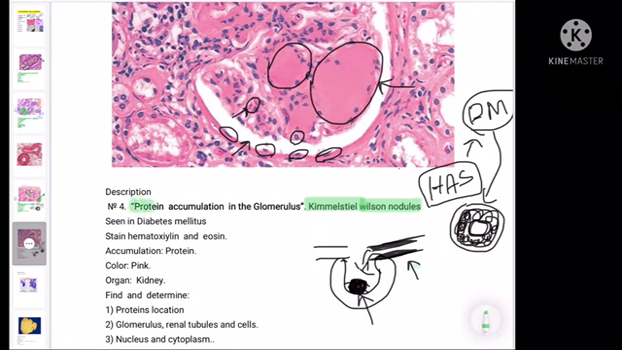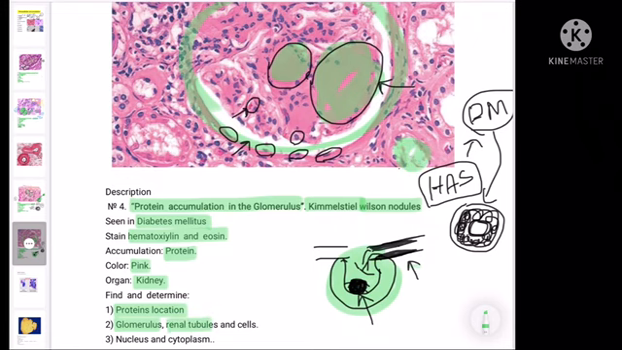Now what they are saying is that these are protein accumulations in the glomerulus, seen in diabetic patients. The stain is hematoxylin and eosin, the accumulation is protein, the color is pink, and the organ is the kidney, because the glomerulus is found only in the kidneys. So they are asking to show the protein location. This one is the protein location. This one is the glomerulus.